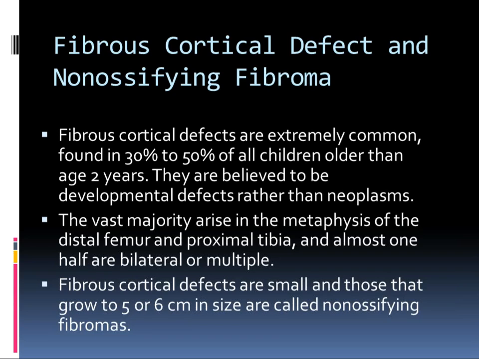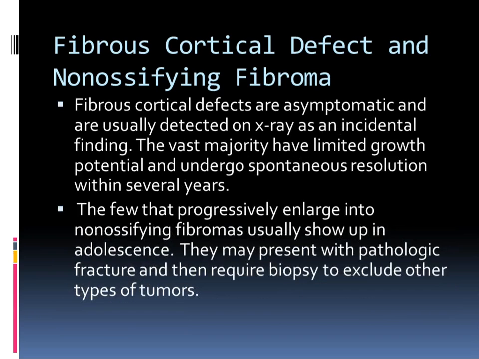Another one is the fibrous cortical defect, which we already discussed in the X-ray. That is a non-ossifying fibroma. Fibrous cortical defects are extremely common and found in 30% to 50% of children. They are believed to be developmental defects rather than neoplasms. The vast majority arise in the metaphysis of the distal femur and proximal tibia, often bilateral or sometimes multiple. Usually the fibrous cortical defect size is 5 to 6 centimeters. Then it is called non-ossifying fibroma.